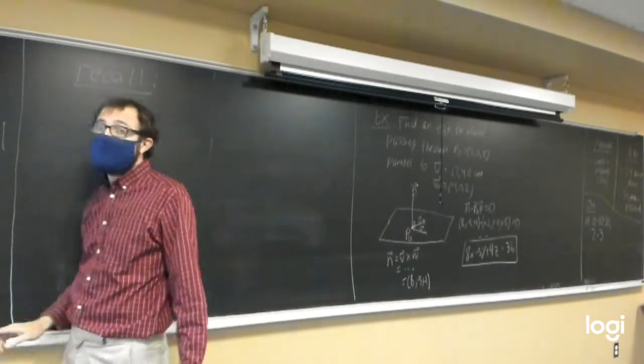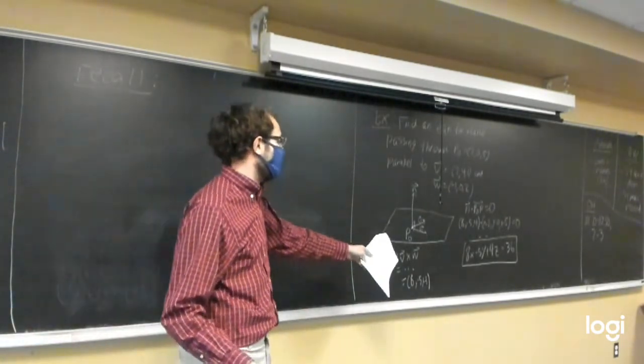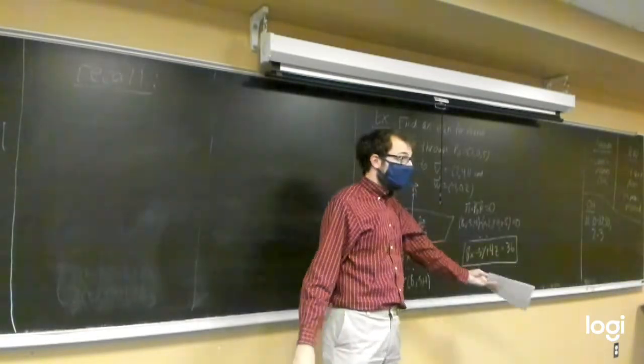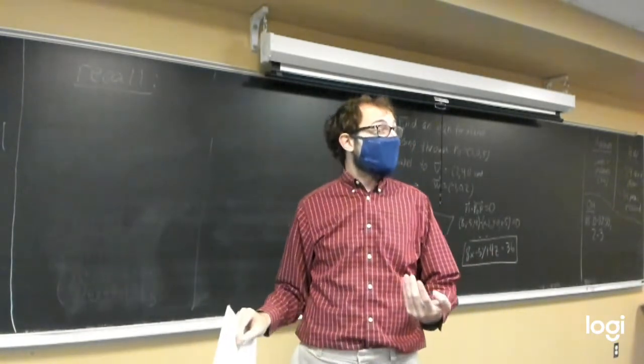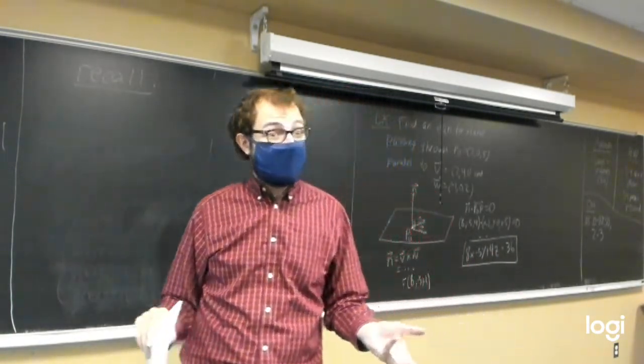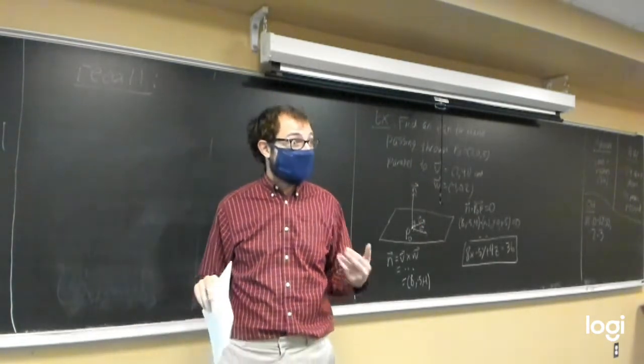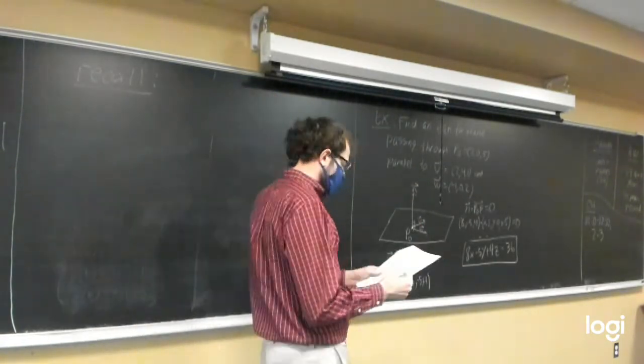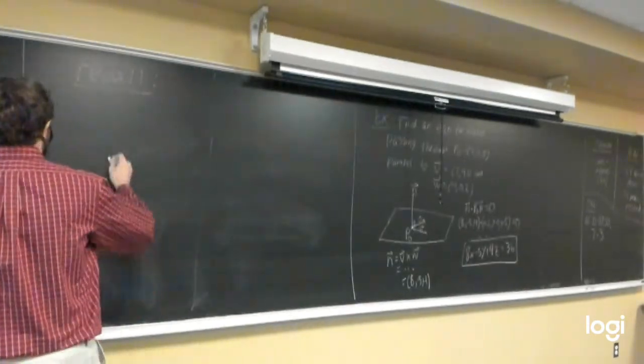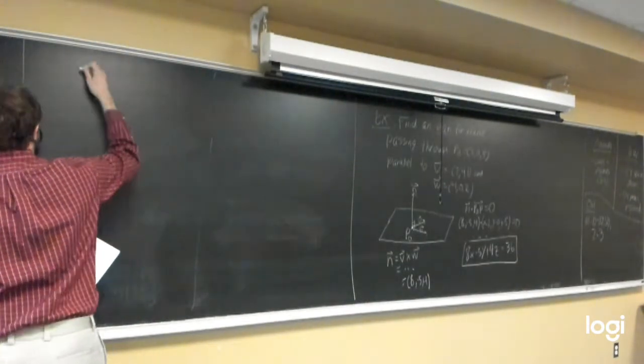The way we found planes was just using this dot product formula, n dot P0P is equal to 0. But there's another way that you could define a plane without needing to know anything about the normal vector at all, and that's using parametric coordinates.